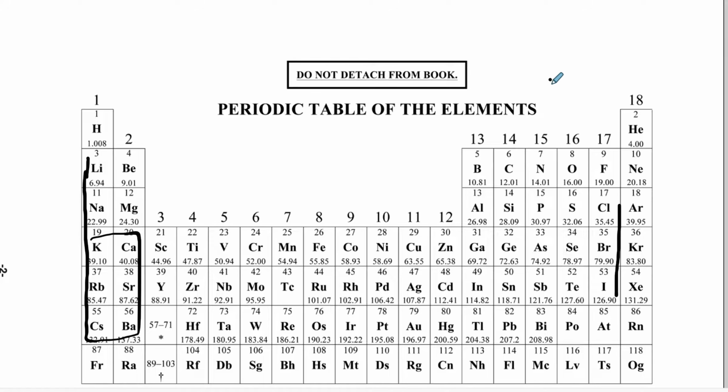Those are from strong acids, and I add two more: NO3 minus and ClO4. And those represent all my heartbreaker ions. So that's the first thing you do.